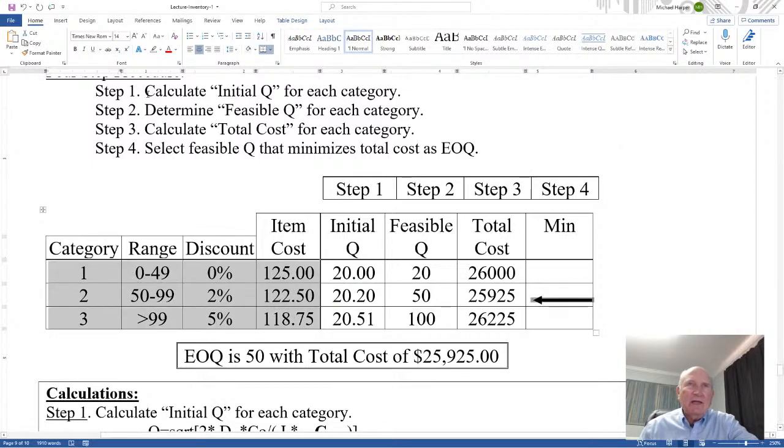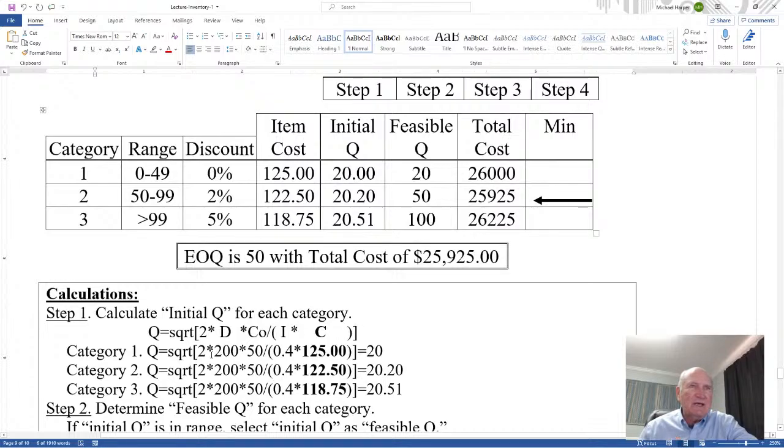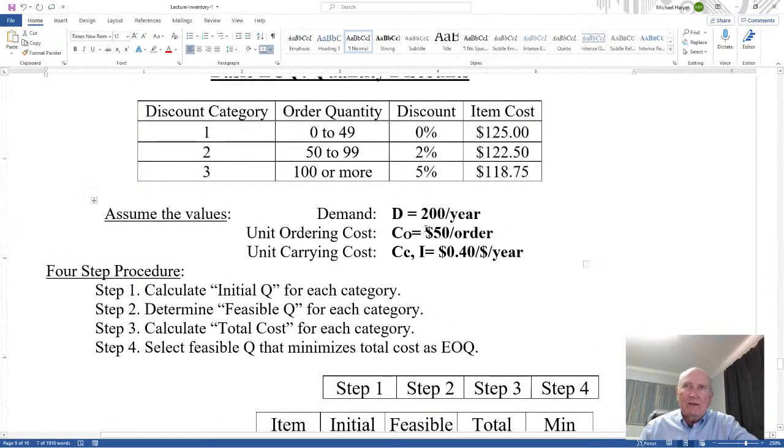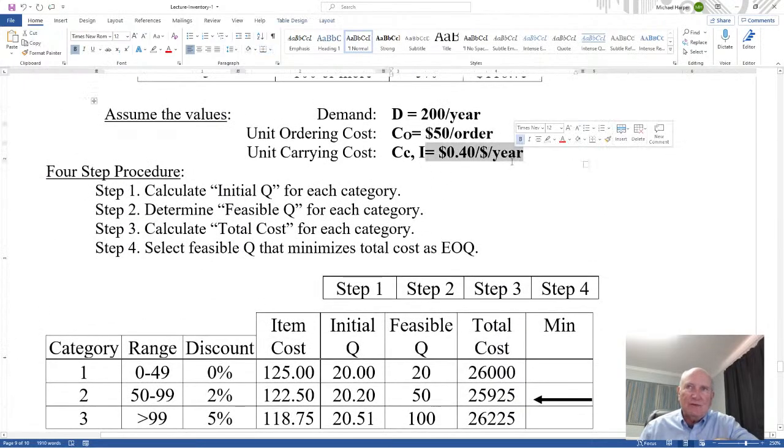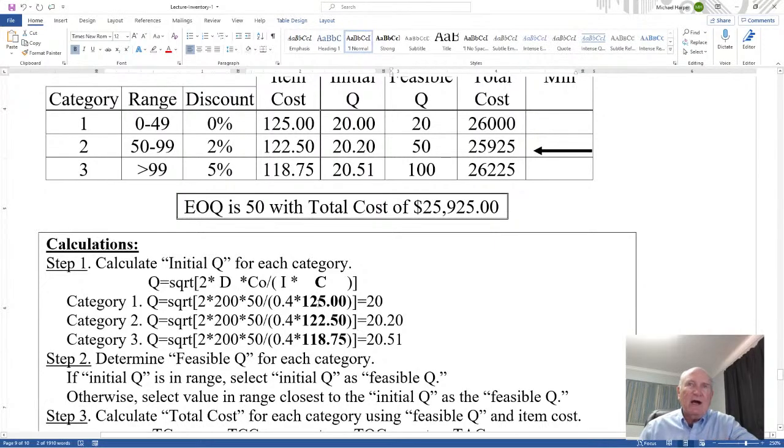Step 1, calculate the initial Q for each category. Well, the calculations down here simply say, let's use the EOQ model. It's the initial Q. It's not the final Q, but we're starting with EOQ for each category. For each category, we have the square root of 2 times my demand, which is 200. That's given up here. And the 50 is given. Since I have different item costs, I go back to my cost per dollar of 40 cents per dollar per year, 40 cents times my item costs.